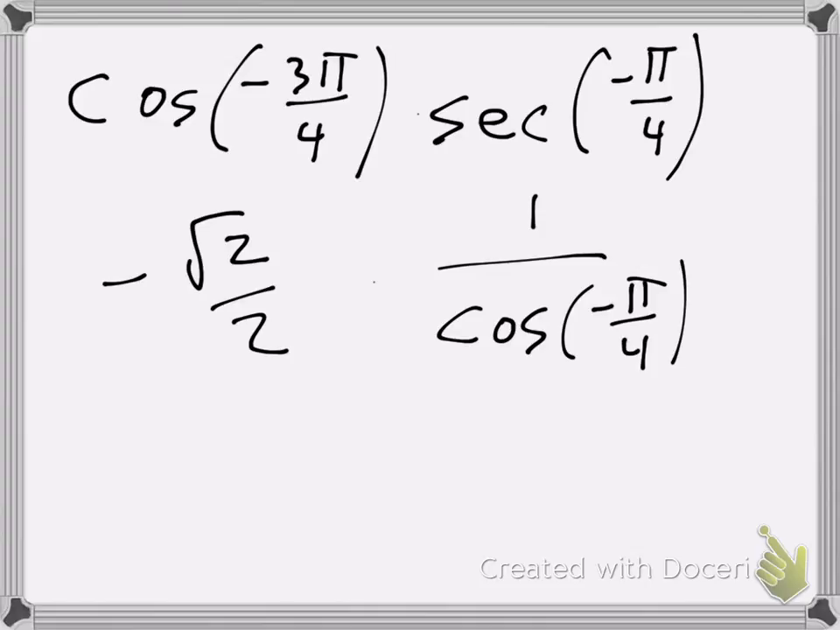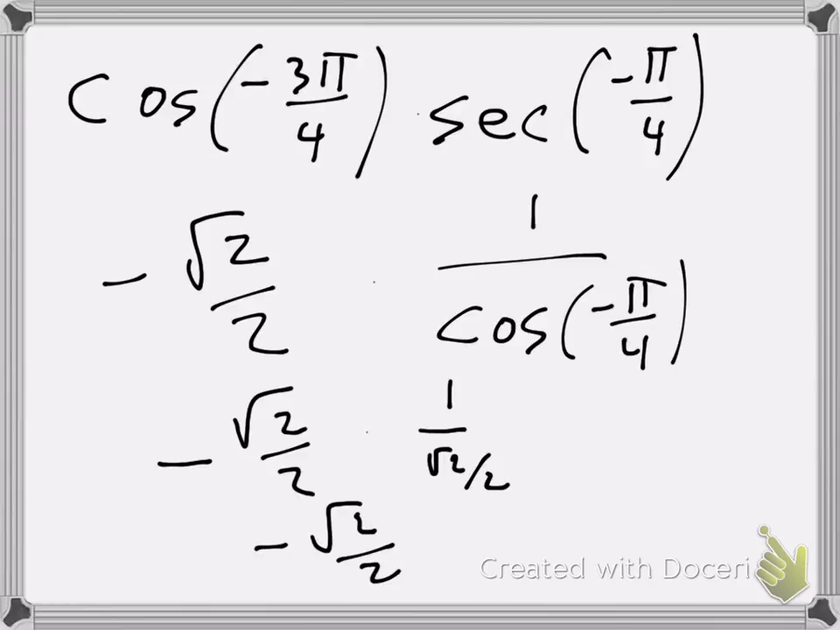So that's positive root 2 over 2. So 1 over root 2 over 2. So this second fraction is a complex fraction. To simplify that, multiply the numerator and the denominator by 2. So we get, that's just going to come out to negative 1.